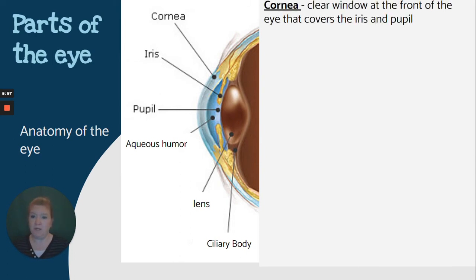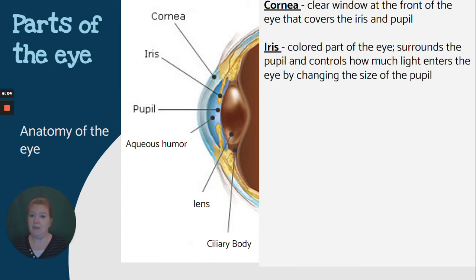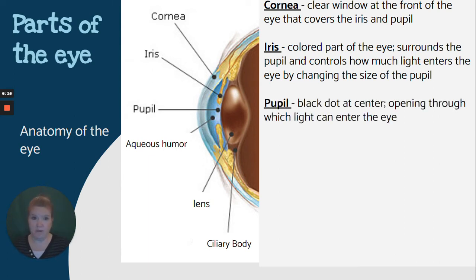We have the cornea. That's that clear covering at the front of the eye. It covers the iris and the pupil. And then we have the iris. That's the colored part of your eye. It surrounds the pupil and it controls the size of the pupil, so how much light enters your eye. The pupil is the black dot at the center. It can either get larger or smaller, and it's what allows light to pass through.